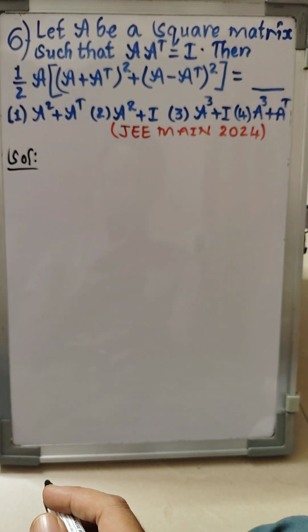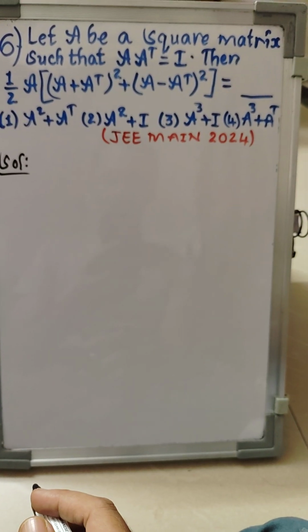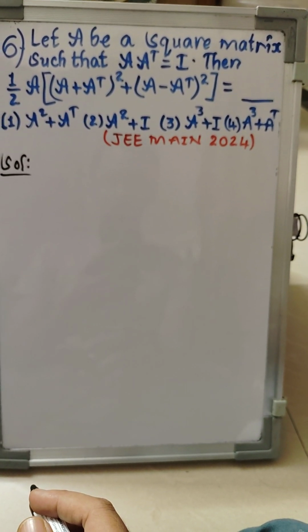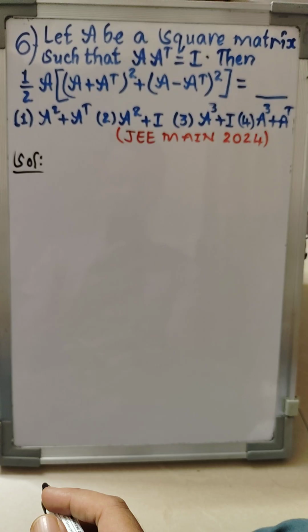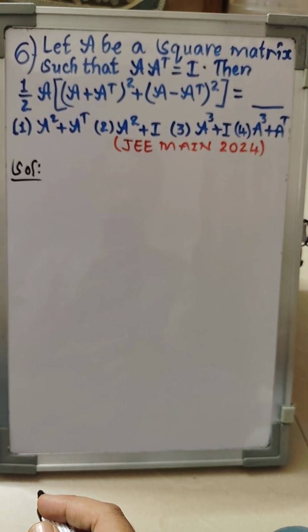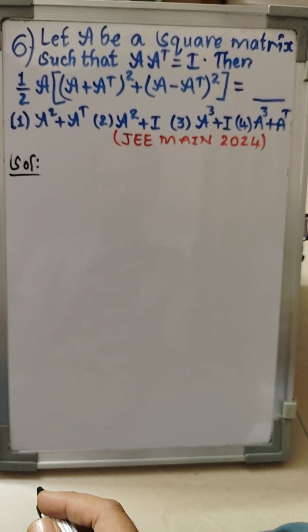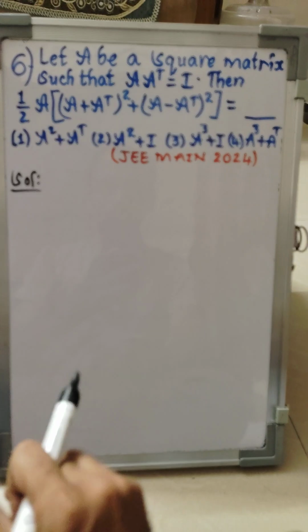One more JEE problem, JEE 2024 problem given. Given A as a square matrix such that A into A transpose equal to I, then half of A into (A plus A transpose) whole square plus (A minus A transpose) whole square is how much? We have to select the option.